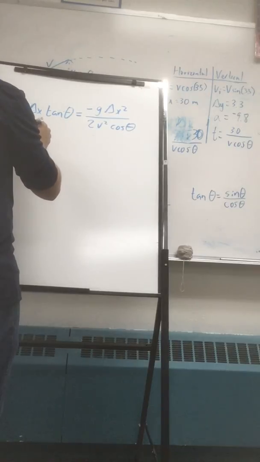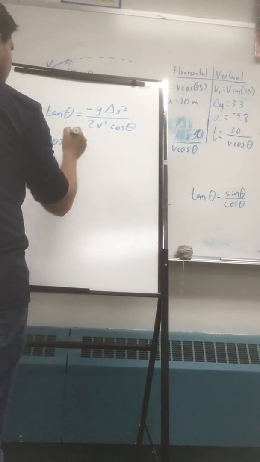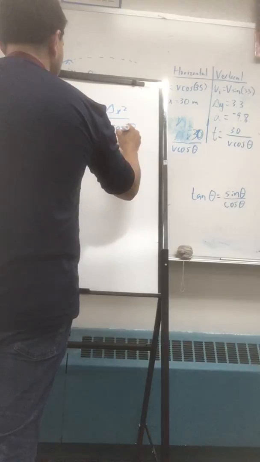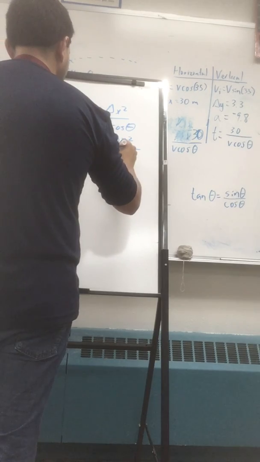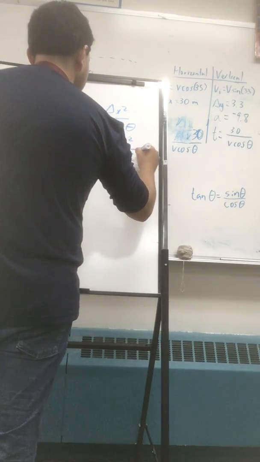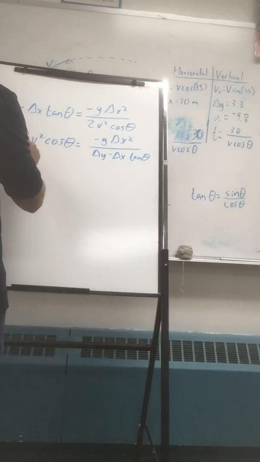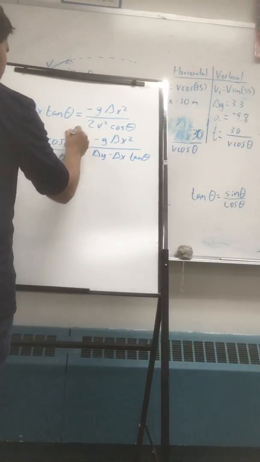So I end up getting, ultimately, 2v squared cosine of the angle equals negative g change of x squared over y minus change of x tangent of theta. I want to get v by itself, so I'm going to divide by 2. I'm going to divide by cosine the angle.